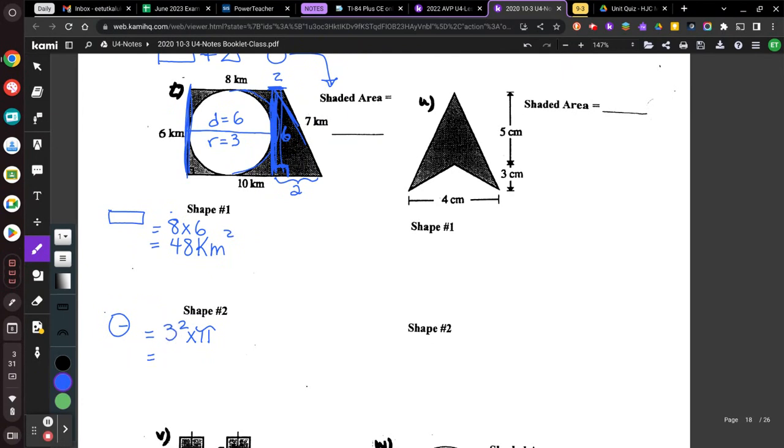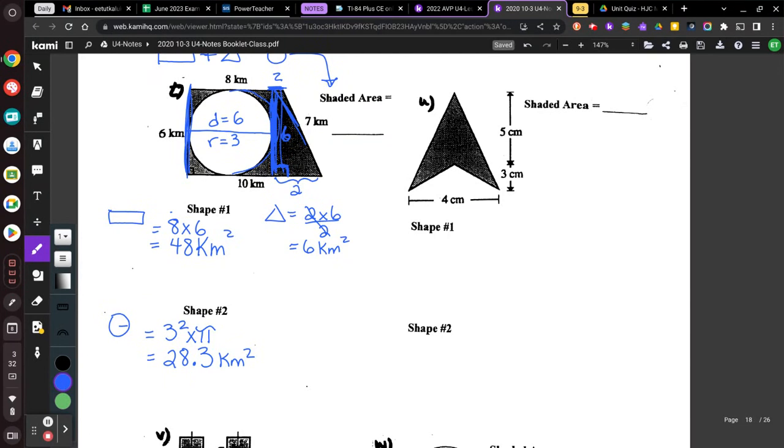So 3 squared times pi is going to give me 28.3 kilometers squared. My third shape is my triangle, and that's going to give me base 2 times height 6 divide 2. Well, that's just 6. So the triangle is 6 kilometers squared.